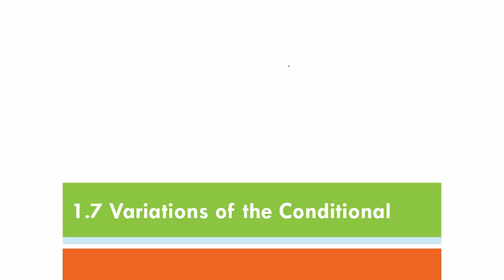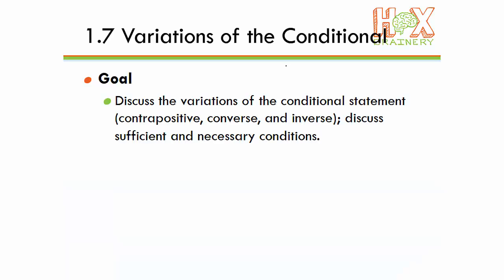Hi students, in this video we're going to go over section 1.7, variations of the conditional. We've already gone over the conditional statement in the previous section. In this section we're going to discuss variations for the conditional statement, which are going to be your contrapositive, converse, and inverse. We're also going to look at sufficient and necessary conditions, which are related.